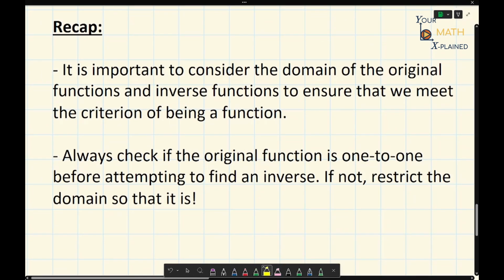So now let's do a recap of what we have learned about inverse functions. It is very important to consider the domain of the original functions and the inverse functions to ensure that we meet the criterion for being a function. And this means we need to always check if the original function is one-to-one before attempting to find an inverse. If not, we have to restrict the domain so that it is. So in other words, we must make sure that the original function passes the horizontal line test so that its inverse can pass the vertical line test.